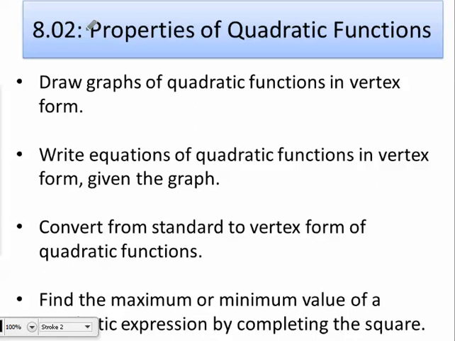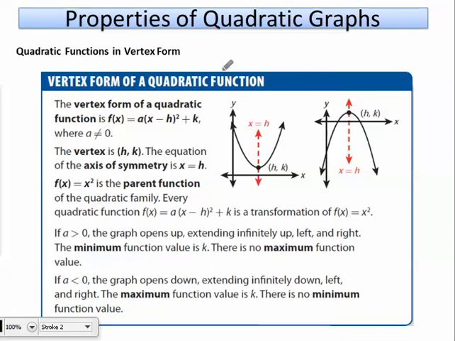What I'm looking at today is 8.2, the properties of a quadratic function. We're going to draw some graphs of quadratic functions. We're going to use the vertex form to do that. We're going to write some equations of a quadratic function in vertex form given the graph, and we're going to convert from standard to vertex form in quadratic functions, and then we're going to find some maximum or minimum values in quadratic expressions by completing the square. Okay? So here we go.